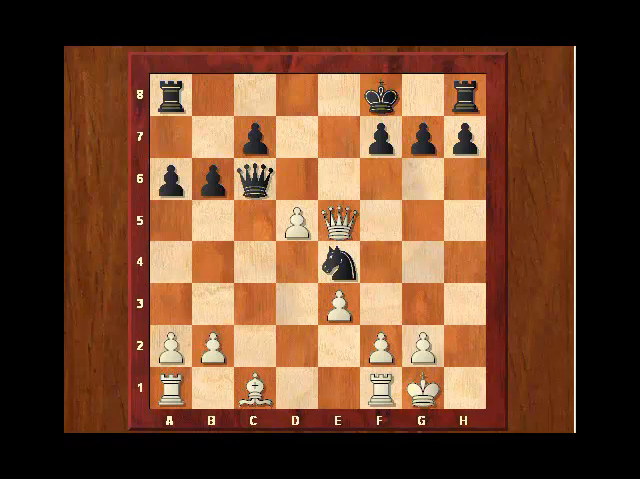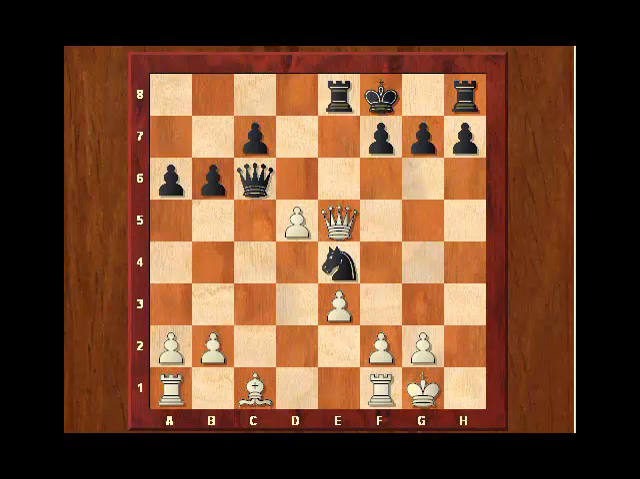Okay, so this is training position number 1, or explication position number 1, and you may remember this position because I've shown it to you in an earlier lesson on calculation. This position was taken from a game between a guy called Aus and NN, which is the Latin abbreviation for nomen nescio, which freely translated means we don't know your name.